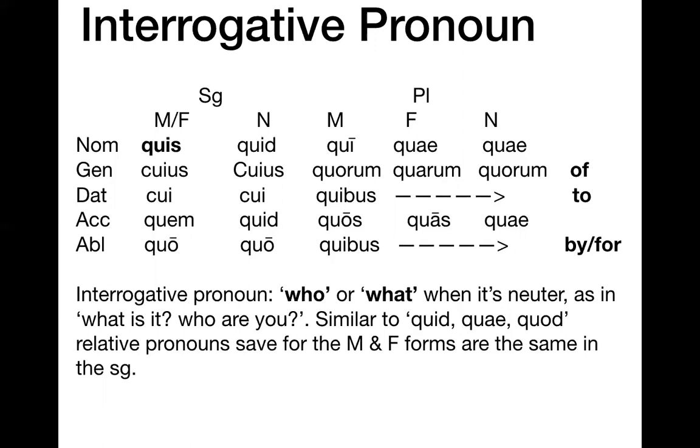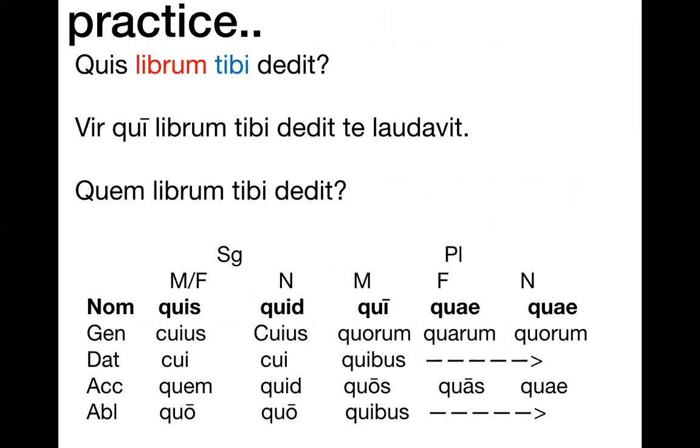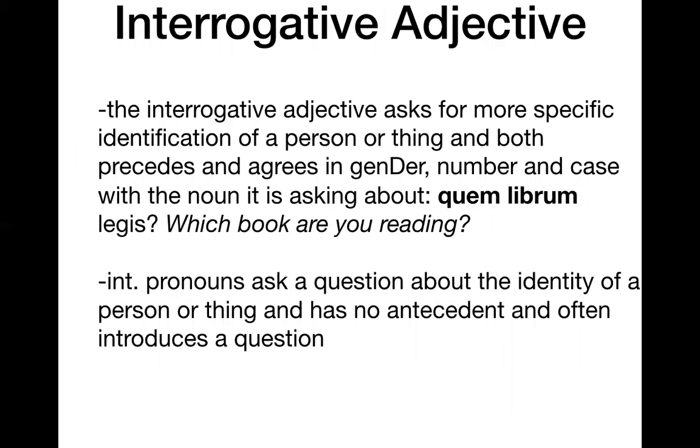They were asking questions. They were asking an open-ended question that's an interrogative pronoun, like who is going to teach today, versus an interrogative adjective, which would be like which teacher is going to teach today, where it's agreeing with the word teacher and asking about a noun in the sentence. So interrogative adjectives ask for more specific identification of a person or thing, and both precede and agree in gender, number, and case with the noun they are asking about.